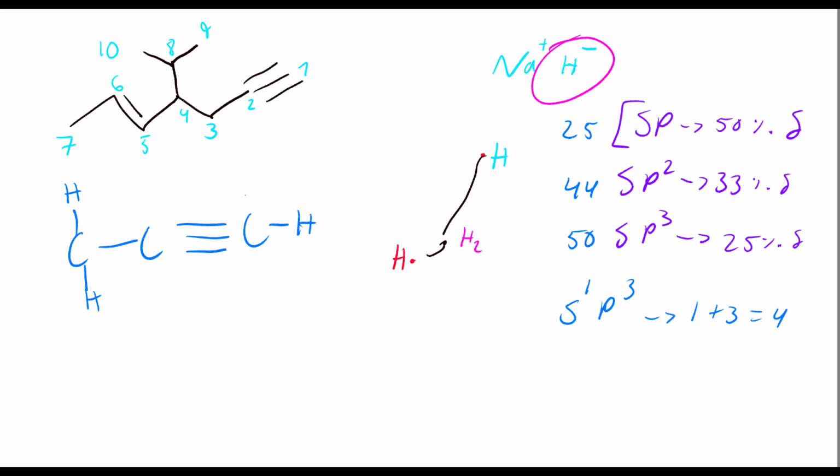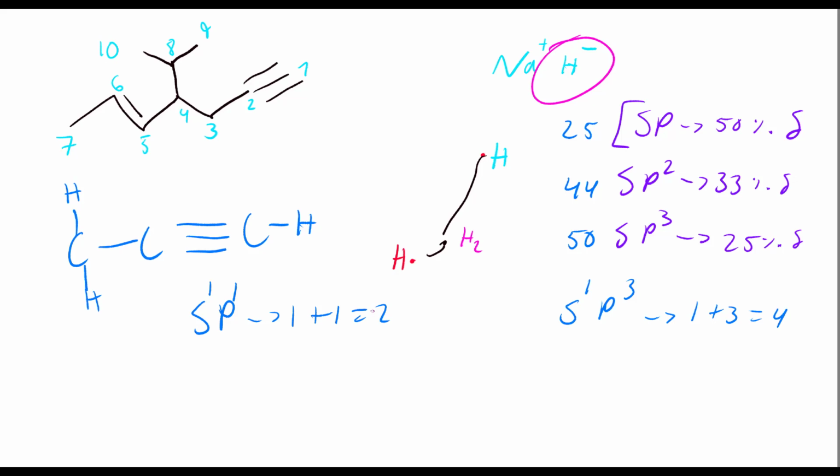But notice that this carbon right here only has 2 things attached to it, 1 and 2. Because it only has 2 electron zones, it's going to be sp, because 1 plus 1 is 2. Since it's sp, notice that it's linear, right? Usually triple bonded is sp for carbon and hydrogens. Since it's sp, it's going to have 50% S character, and since it has 50% S character, it's more acidic. In fact, it has a pKa of 25.